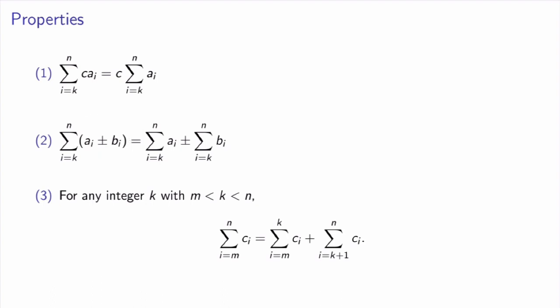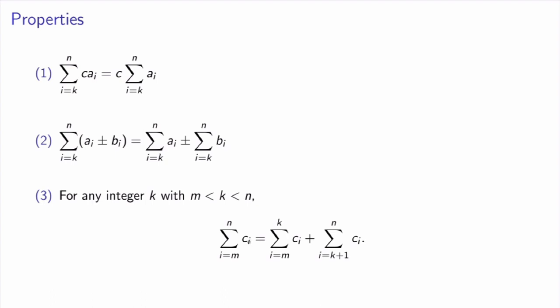Second property is also straightforward. If I have the sum of a_i plus or minus b_i, it's the same thing as the sum of a_i plus or minus the sum of b_i, because what I'm doing here is taking the summation and just rearranging the terms to get the sum of the two summations.